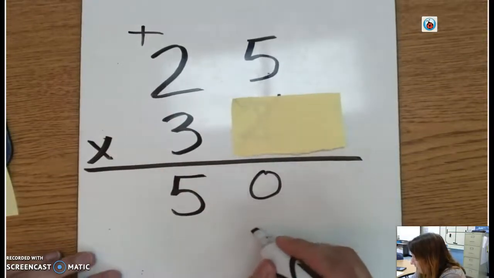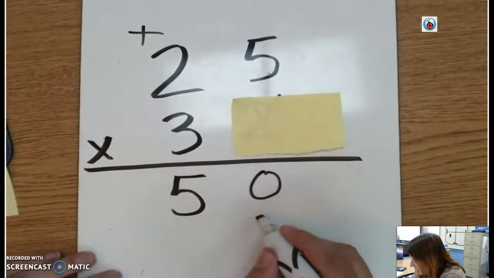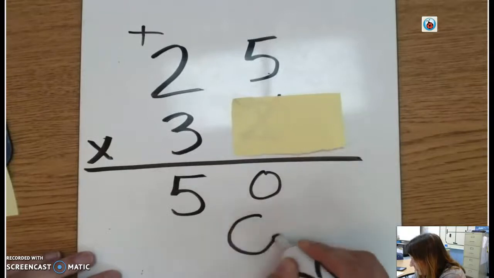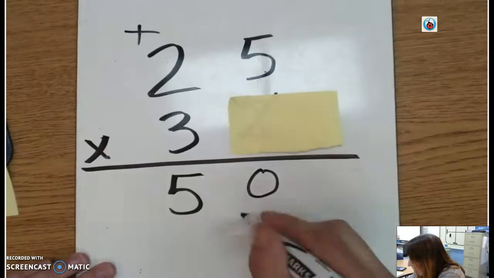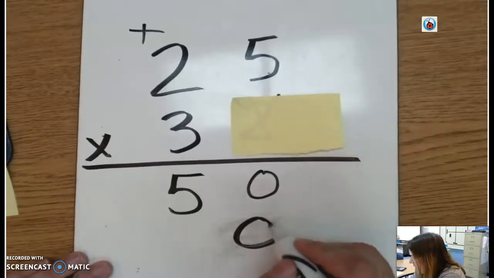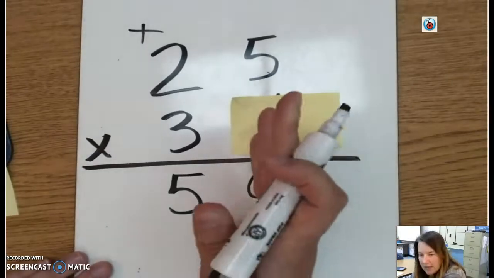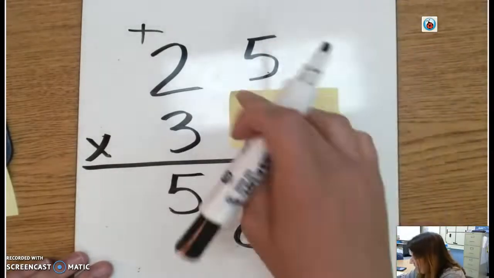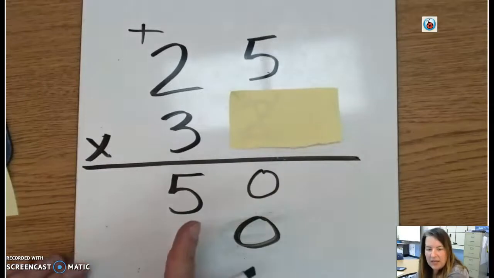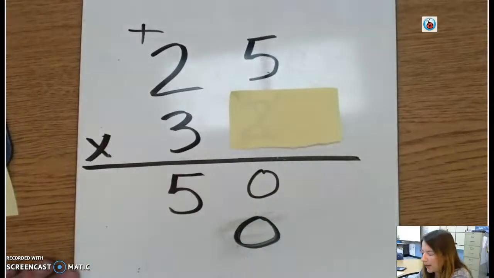What we have to put right underneath here is called a placeholder. It's another 0. I'm going to put it right underneath in the ones place. So I know I'm done with the ones place basically. I've multiplied my number that was in the ones place. I'm not going to put anything else in the ones place. Everything else is going to be in the tens place or higher.